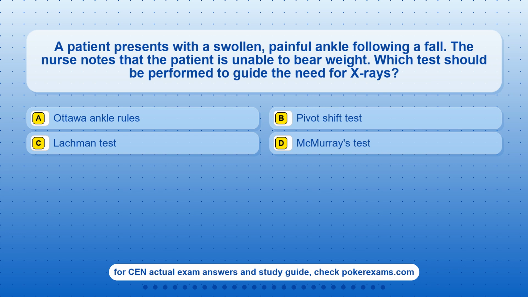Question 4. A patient presents with a swollen, painful ankle following a fall. The nurse notes that the patient is unable to bear weight. Which test should be performed to guide the need for X-rays? Option A. Ottawa ankle rules. Option B. Pivot shift test. Option C. Lachman test. Option D. McMurray's test.